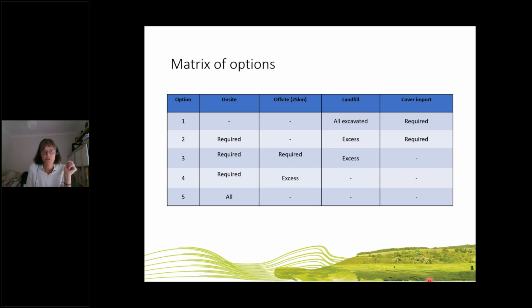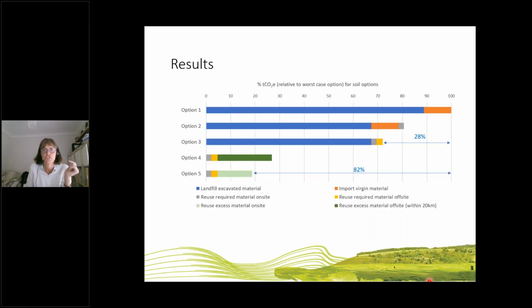We put a couple of extra options in, which was to try to reuse all the material, so if there's any excess, we can reuse it somewhere else, or try to use all your material on your site, and just run it and see what the data says. The key thing here is you've actually got this big area. By saving landfill and saving cover import, you're probably making a big impact. And that's what the results show.